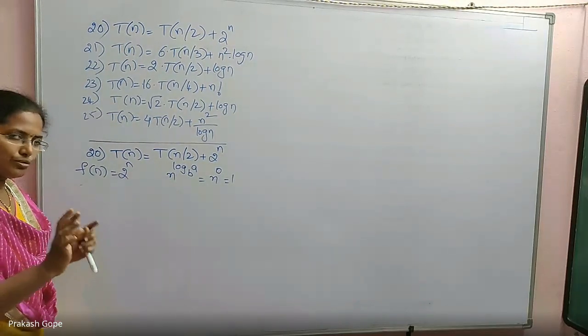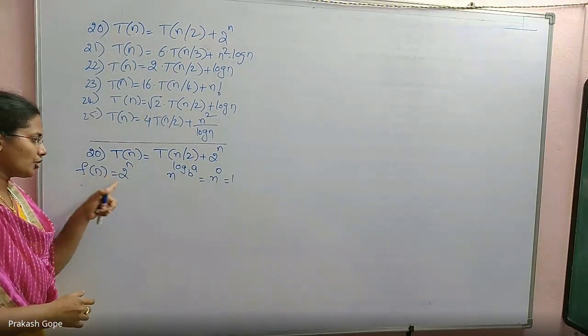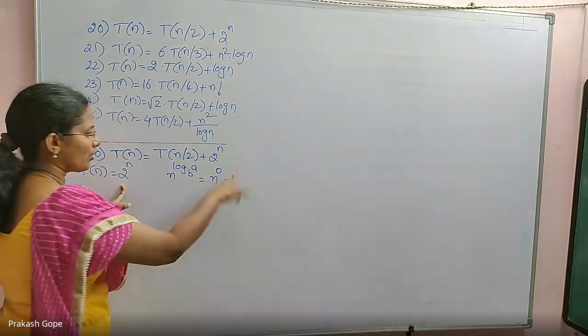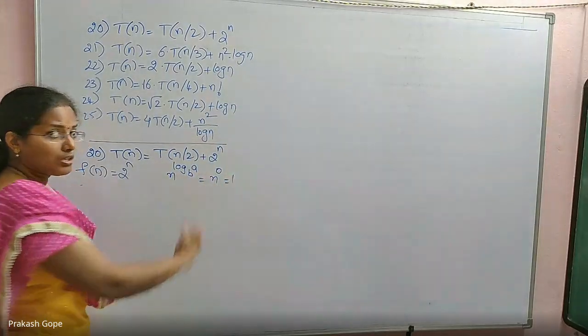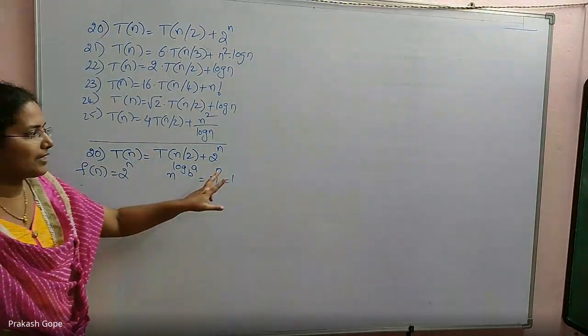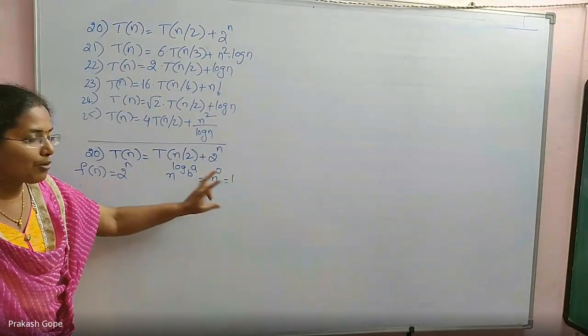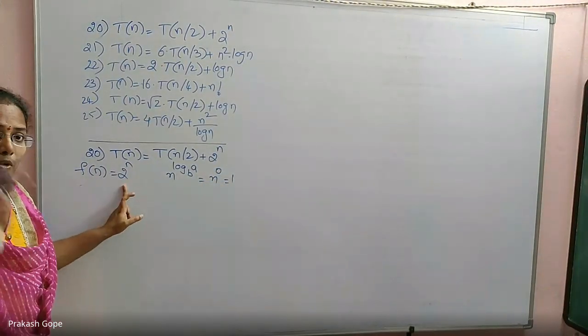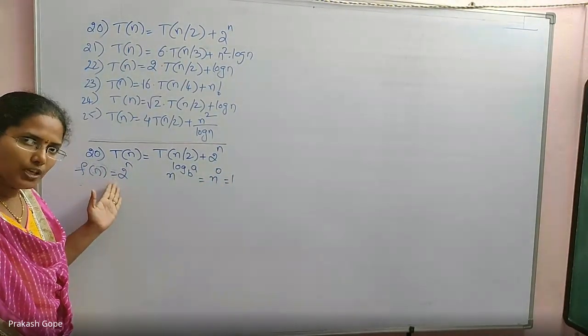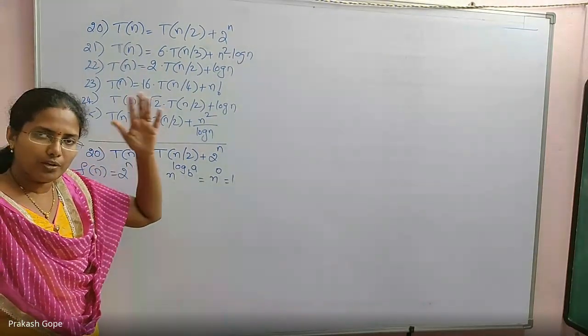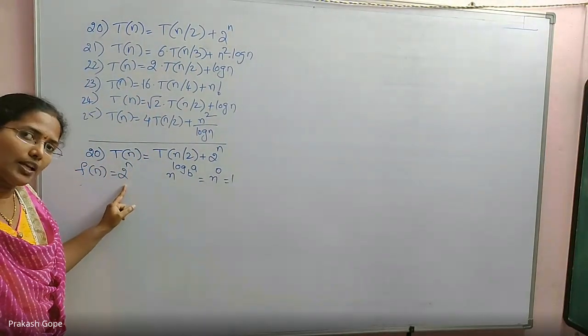Now you should think here. What is the relation between f of n and n power log a to the base b? This is a constant, which means like n power 0. This is n power 0. This is 2 power n, which means it is much greater than n square, n cube, n power 4, n power k. This is much greater than n power k.